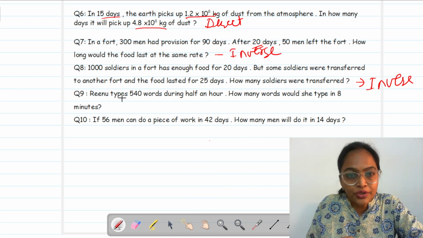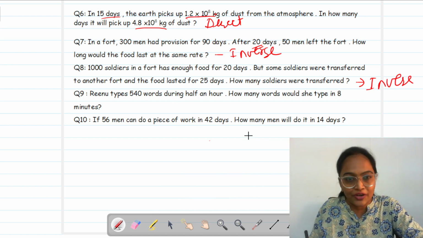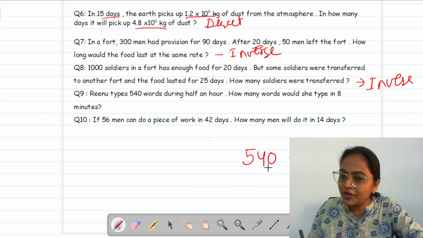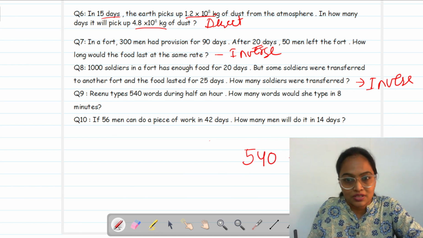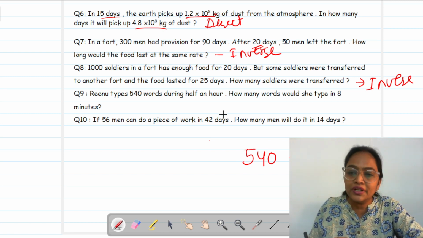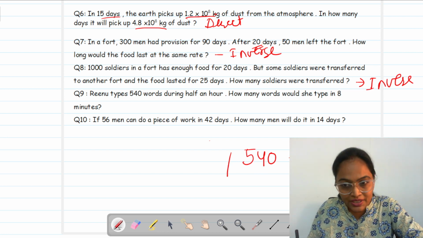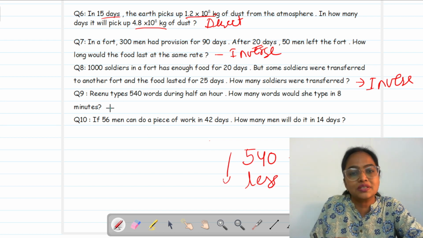Now, Renu types 540 words in half an hour. In 30 minutes, she can type 540 words. How many words would she type in 8 minutes? Obviously, if the time is decreasing, in less time she will type fewer words, right? So if one thing is decreasing, the other is also decreasing. Again, direct variation.